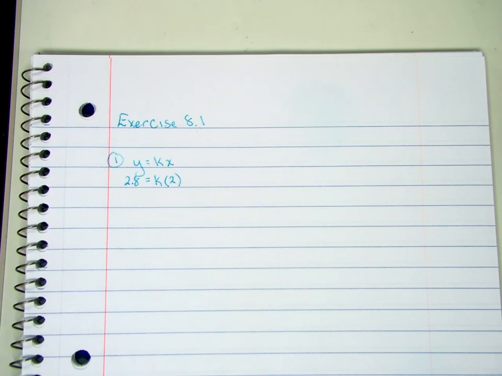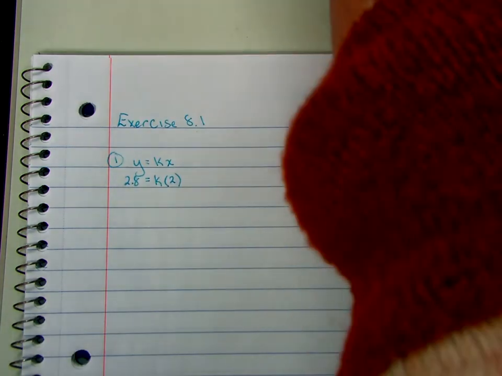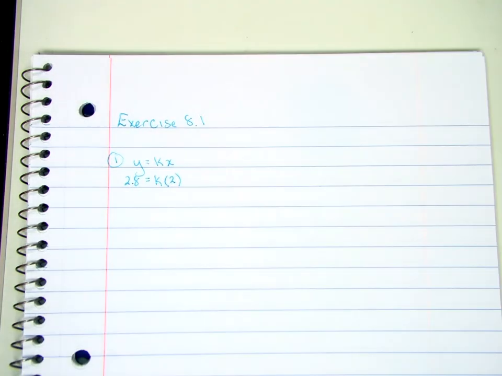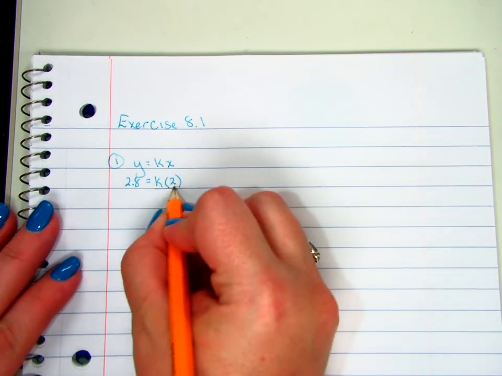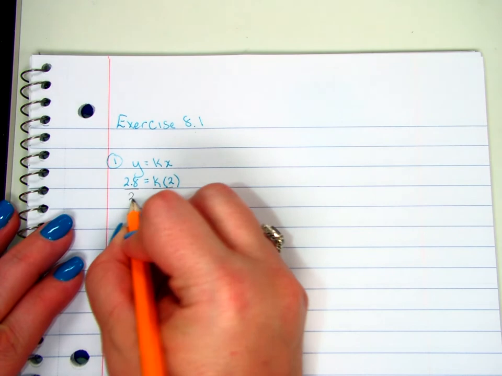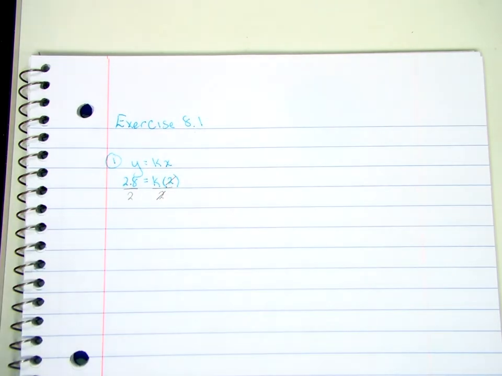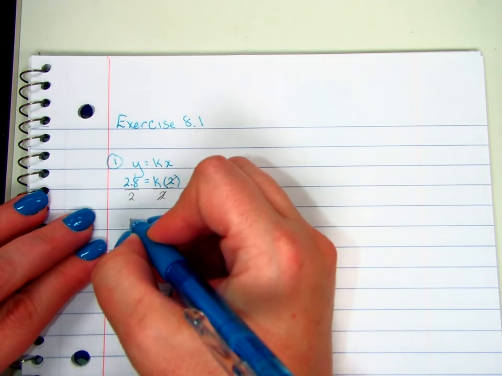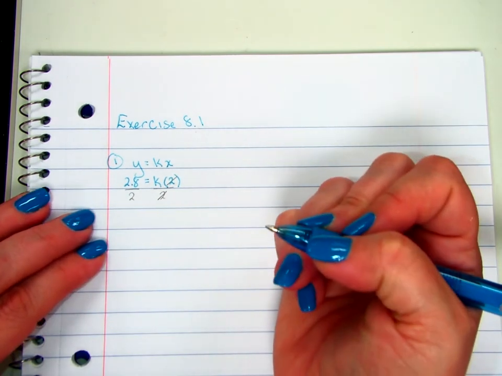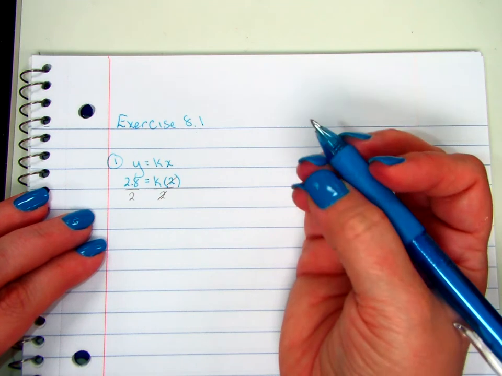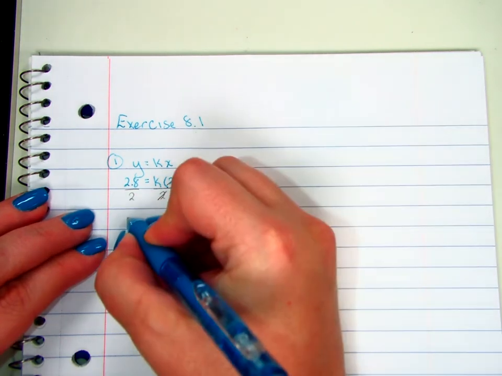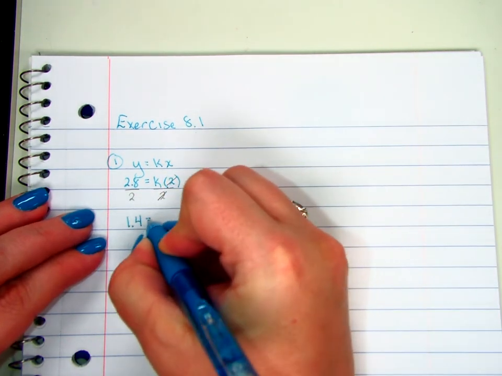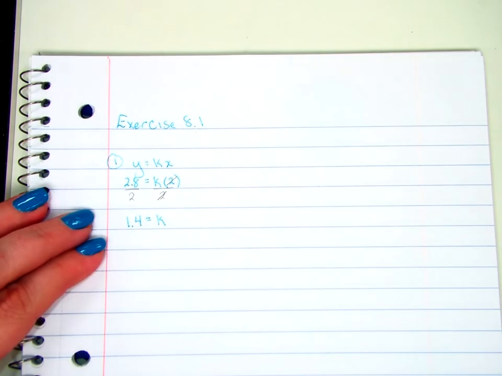How do I solve this to find the constant of proportionality? Yeah, divide by the x value, which we know is 2. So divide both sides by 2. What's 2.8 divided by 2? It's 2.8 divided in half. What's 28 divided in half? 1.4. So that's my constant of proportionality, 1.4.